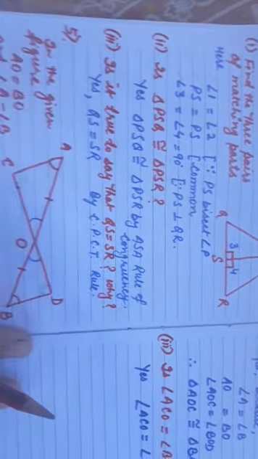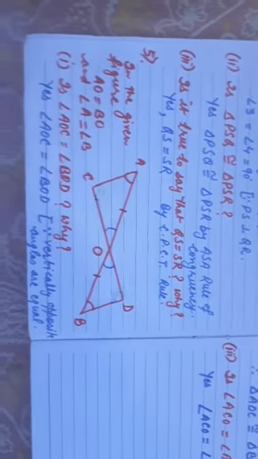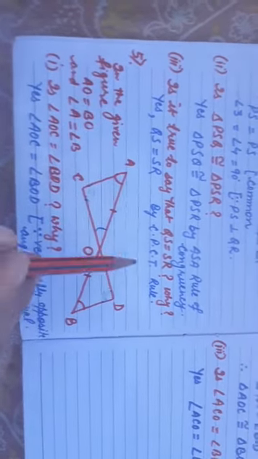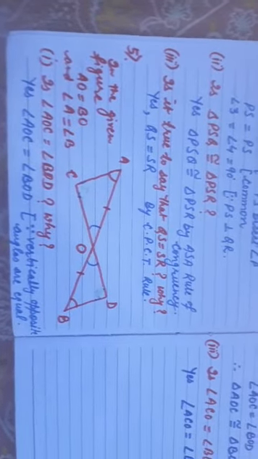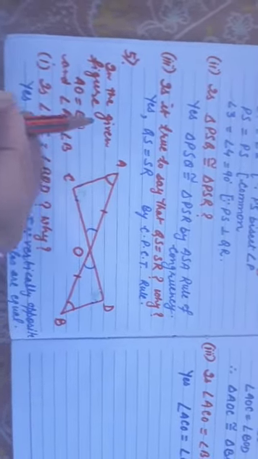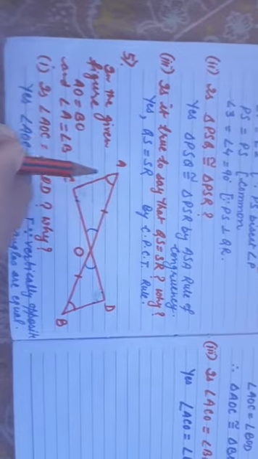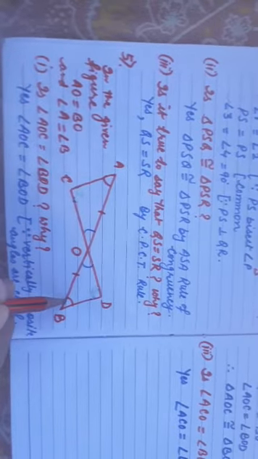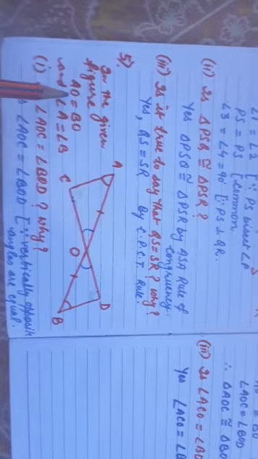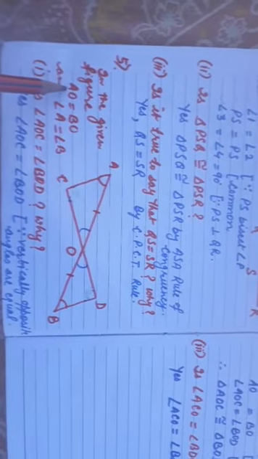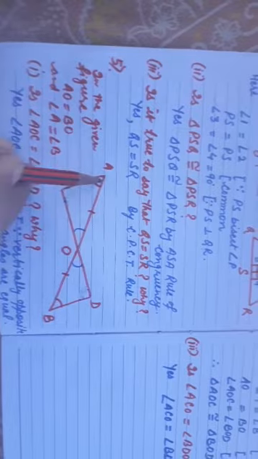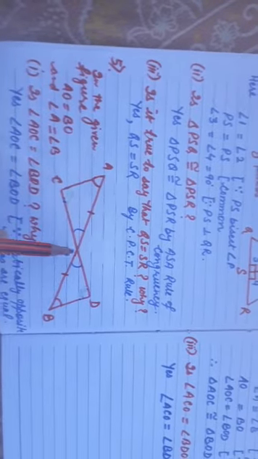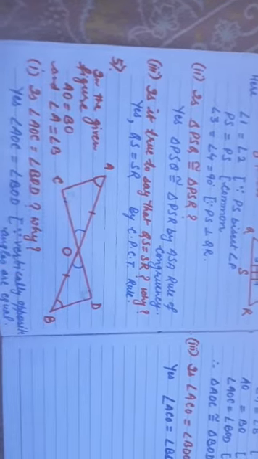Now the last question of this exercise, question number 5. It is also a very interesting shape. In this case, it is given that angle A is equal to angle B. Angle A and B are both equal. And second, it is given that AO distance is equal to BO distance. These two distances are equal.